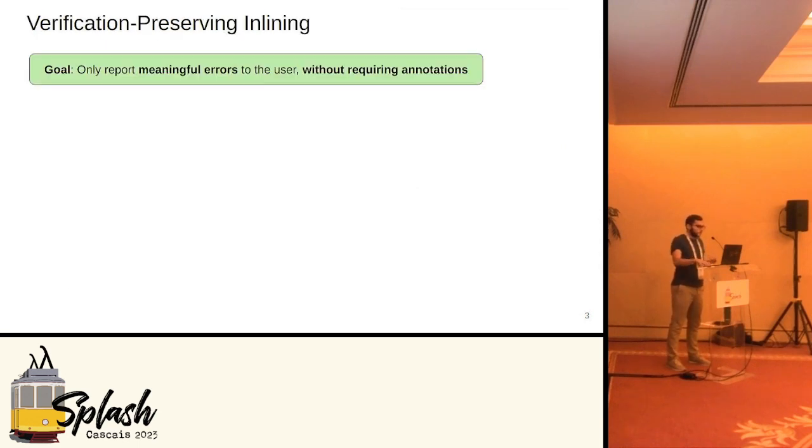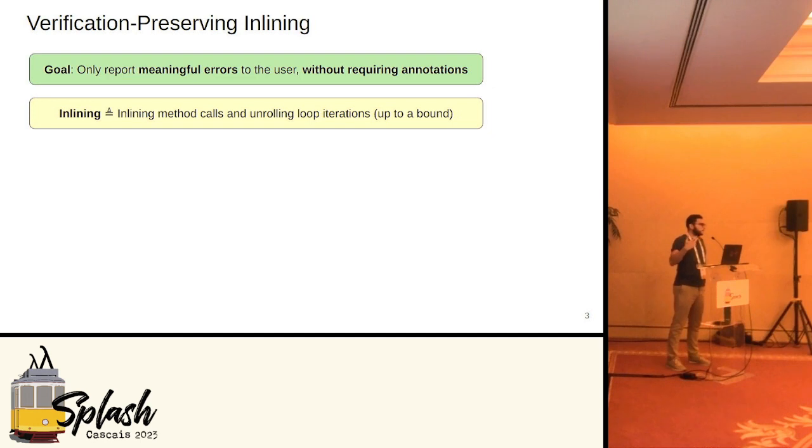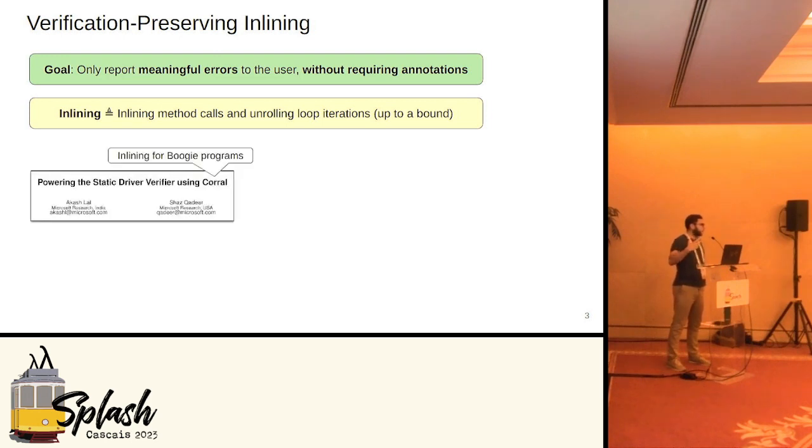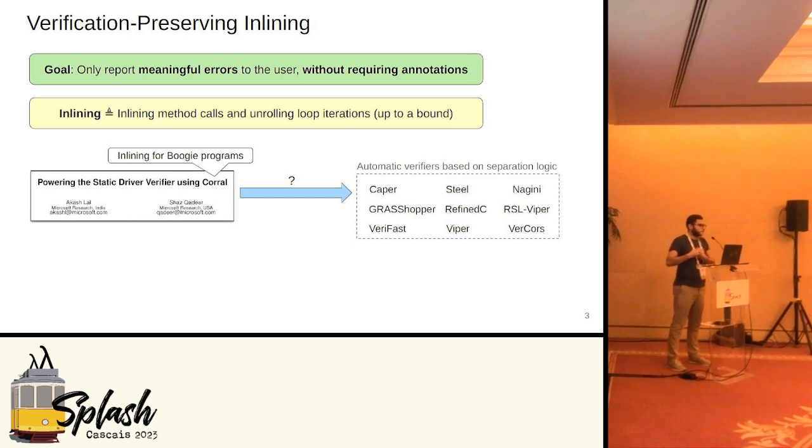So this is our goal in this work. In this work, we want to report meaningful errors to the user without requiring annotations in the context of using a verifier. And to do so, we use inlining. So inlining in this work means inlining method calls and unrolling loop iterations up to a bound. And the reason why we would like to do that is because it has already been applied, and this has been really successful. So it has been applied successfully for Boogie programs in the Corral tool at Microsoft Research, and it's now powering the Static Driver Verifier. And the question we ask is, can we replicate this for automatic verifiers based on separation logic, like those Viper-based verifiers here?